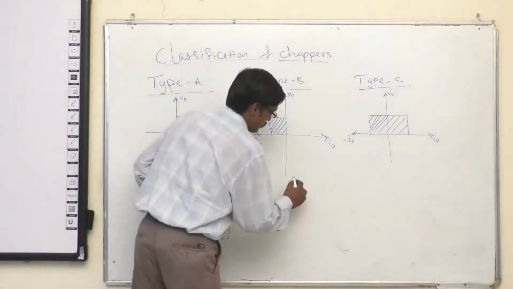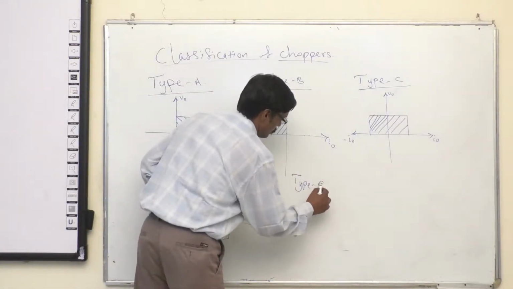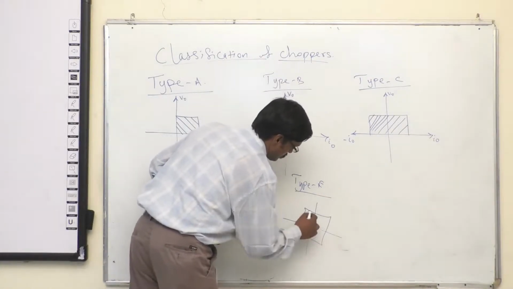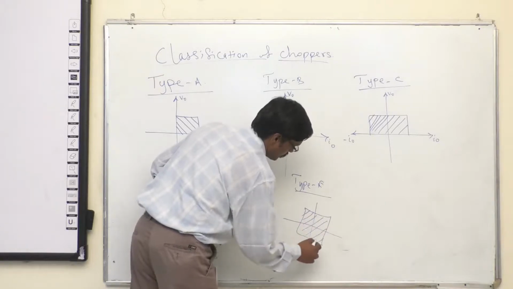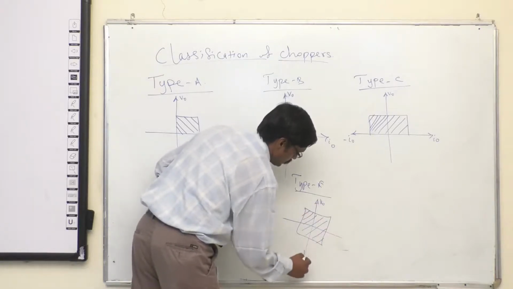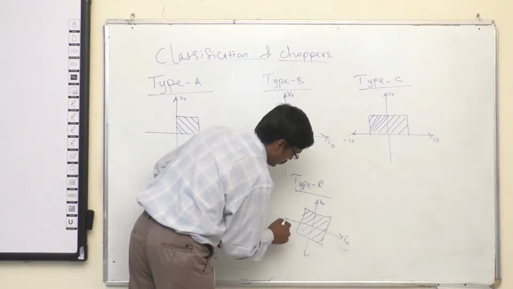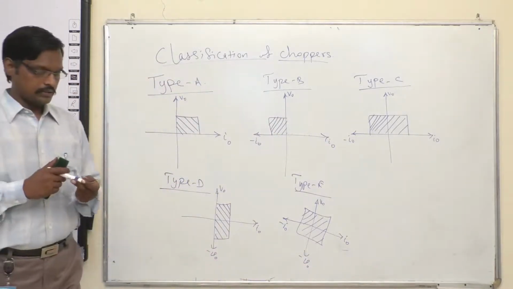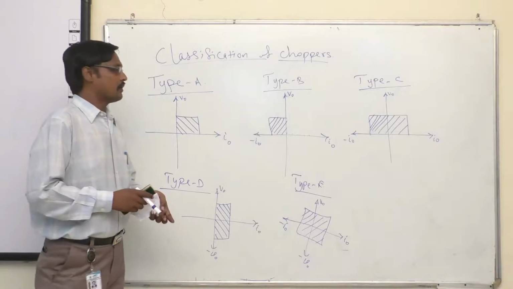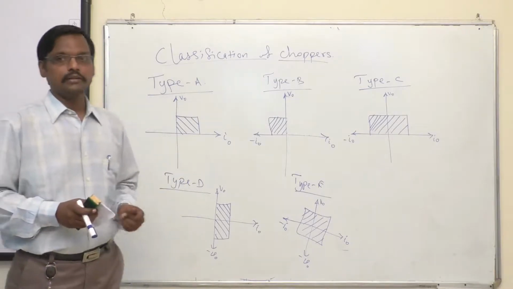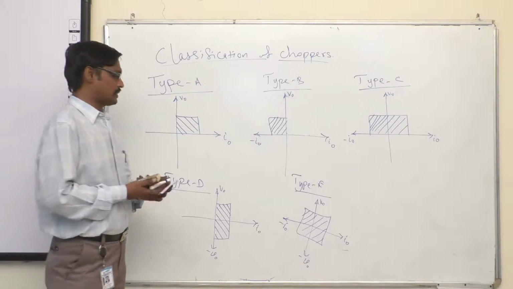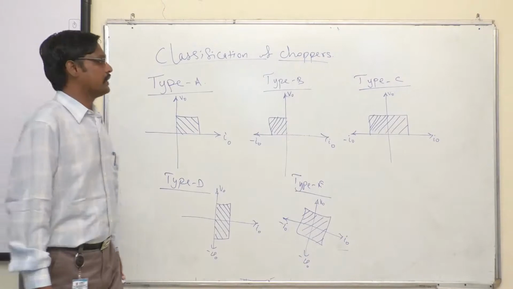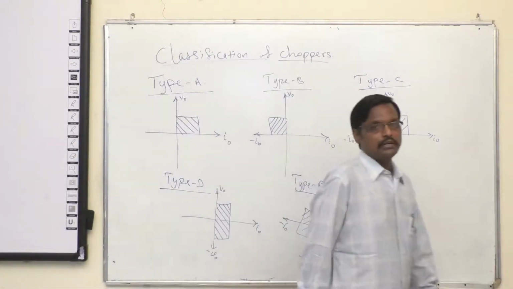Then type E chopper. Here it is a four quadrant chopper. So in this chopper, the output voltage and current may be positive or negative, depending upon the situation. Because of this wide characteristic of the chopper, we can use it in industry for any kind of operation. For example, if you want to operate a four quadrant drive, you can operate it by using these DC choppers. So this is the major advantage of DC choppers.